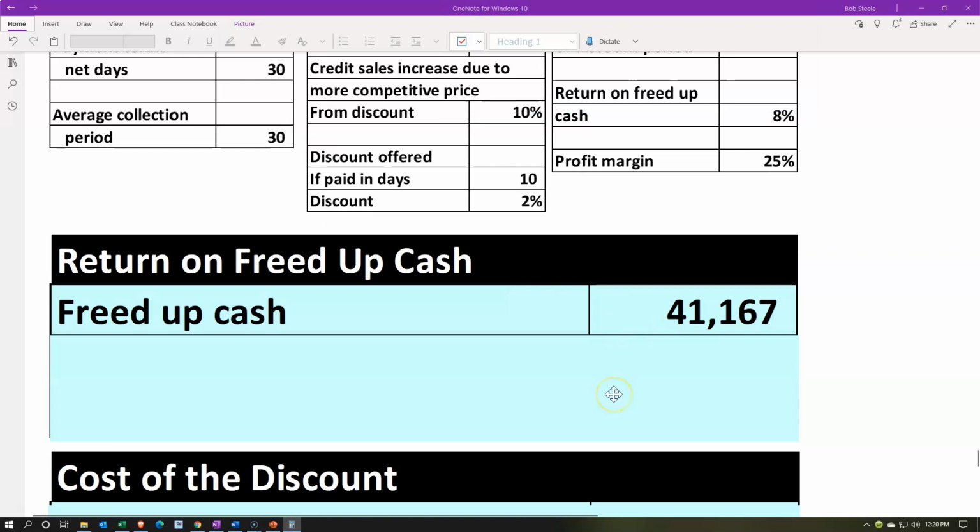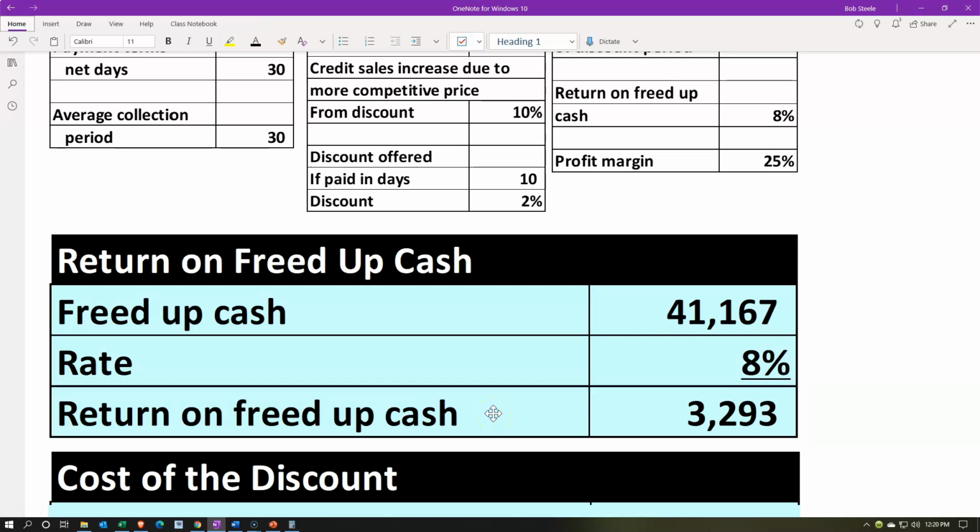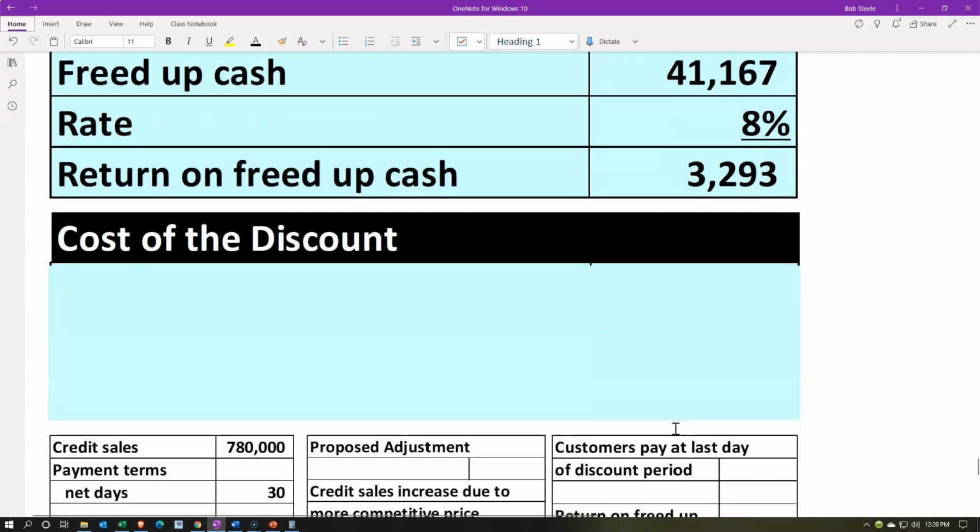What are we going to do with that freed up cash? We're going to use it in such a way that we get an 8% return, either paying off debt where we owed 8% interest on it, or we're going to put it somewhere where we're going to get an 8% return. If we utilize the cash that we're receiving, then we're going to say there's a benefit from the return of the 3,293. And then, so now let's think about the cost of the cash discount that we're providing.